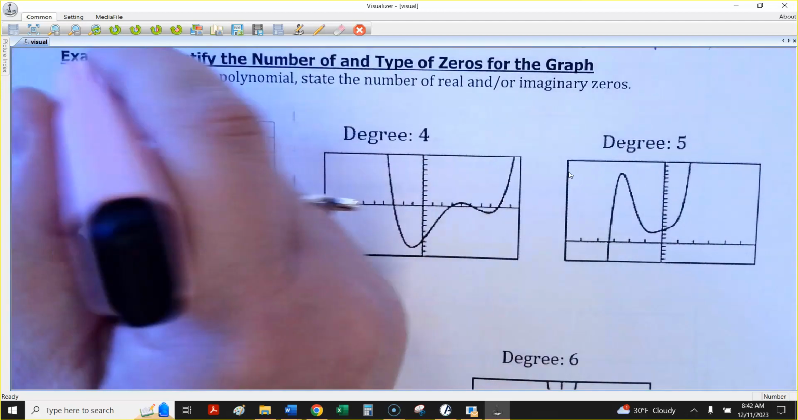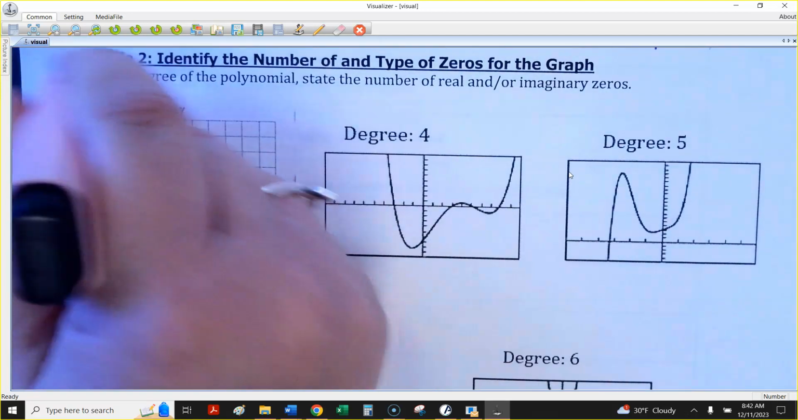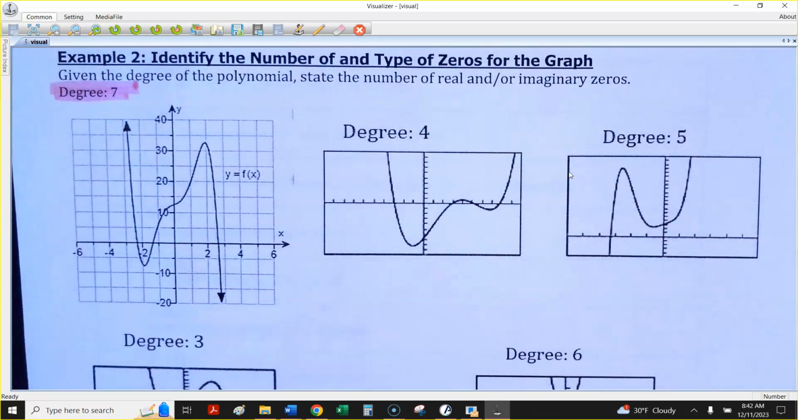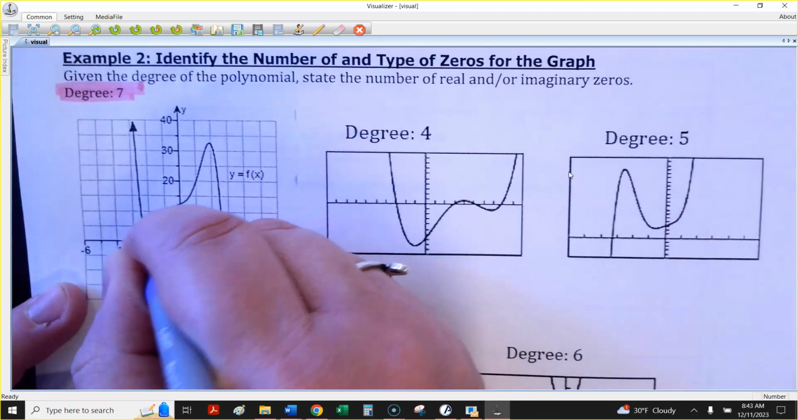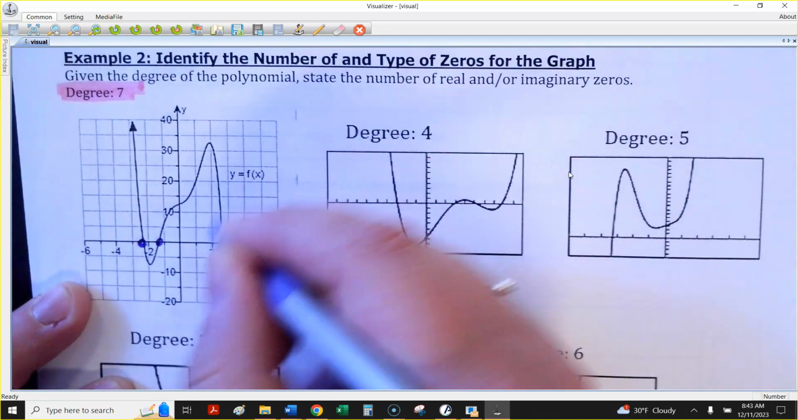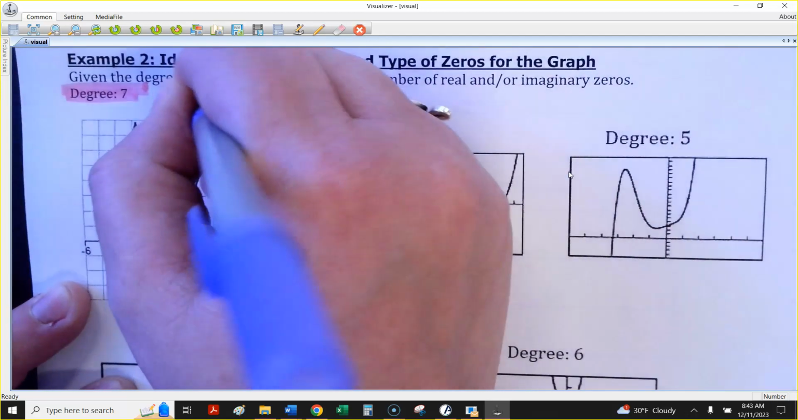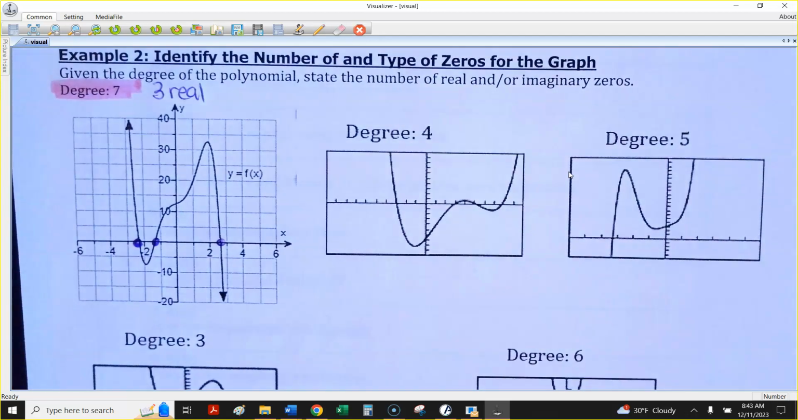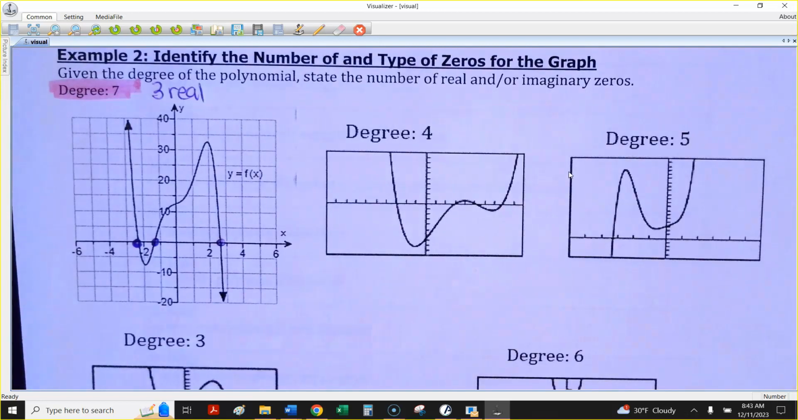Okay, so my first picture here says this is degree 7. How many real zeros can you see on that graph? 3, for sure. It doesn't matter what the number is. I'm not asking you that because they're not in nice places here. So 1, 2, 3. So this would be 3 real. If that graph has 3 real, how many imaginary would it have to have? If it's a 7th degree, it has to have 4 imaginary.